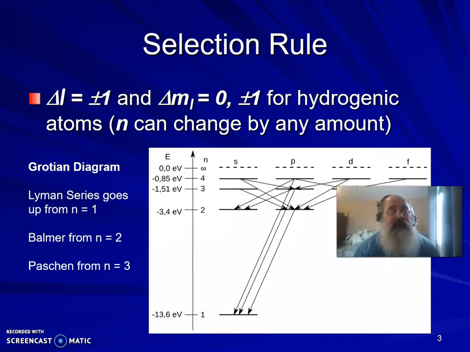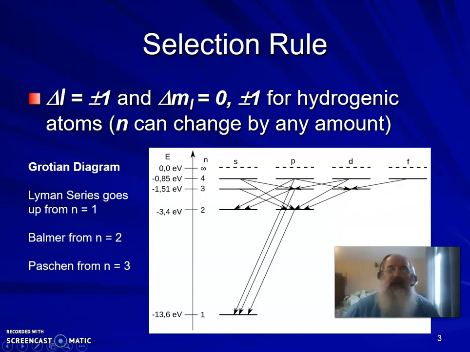So as I was just saying, delta L is going to be plus or minus 1. Delta M sub L is going to be 0 or plus or minus 1. For hydrogenic atoms, what we mean when we say hydrogenic atoms or hydrogen-like atoms is atoms that have one electron. And this diagram gives us some examples of how hydrogen atom transitions occur. So notice there's no jumps from the 1s up to the 2s. There are jumps from the 1s up to the 2p, and then we can go from 2p to 3s and so on. But the amount of L change has to be plus or minus 1.